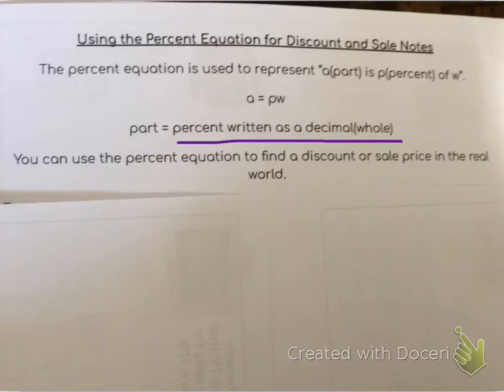You don't only have to use this for discount and sale. You'll see we're going to be using it for tax and tip and markup later on. We use it for discount and sale, and when you're just finding percent of numbers, you could use this same method. So we're going to use this percent equation. It's a little quicker than the proportion, in my opinion.